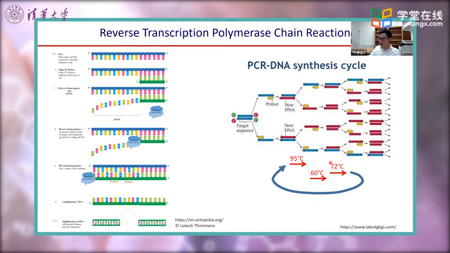If we keep going this cycle for 30 rounds or 35 rounds, then the DNA can be amplified a billion times. And this cycling and this exponential amplification is the mechanism that makes the PCR extremely sensitive.